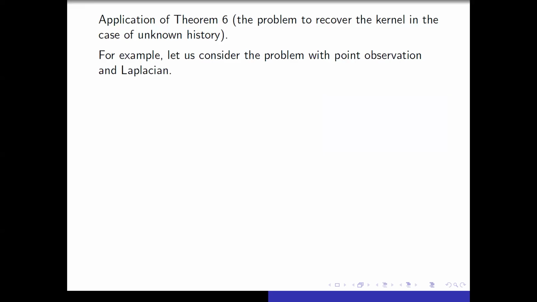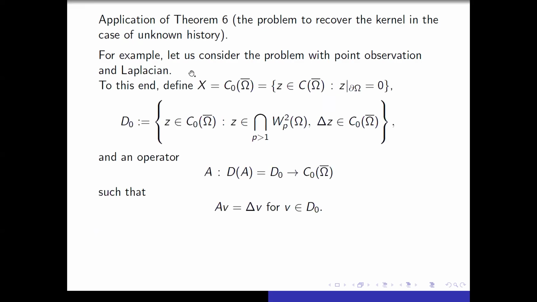This may be somewhat different from the previous applications. Let's operate with the Laplacian and define the following basic space. X is C0 of omega bar, which means that this is a C space with functions which vanish at the boundary. And we define the following domain for the Laplacian, which contains such functions as are written here. And then the operator A, which is principally the Laplacian, maps D0 into C0 of omega bar.